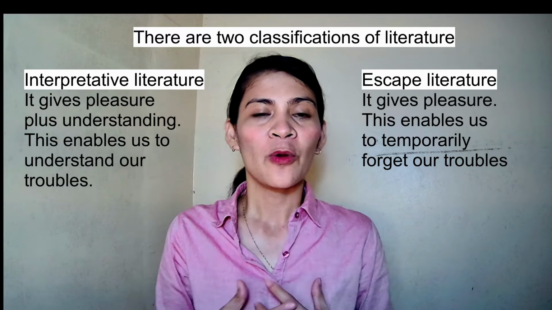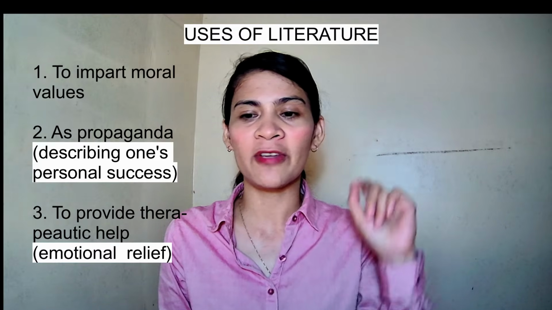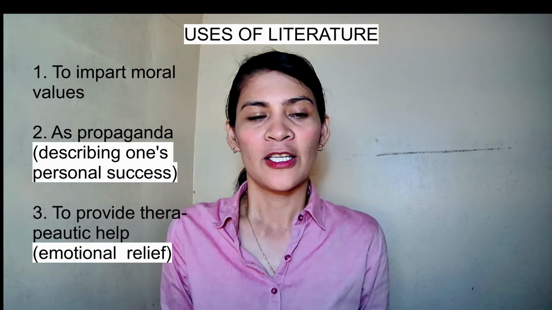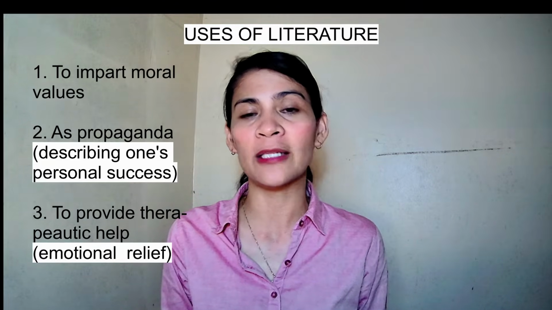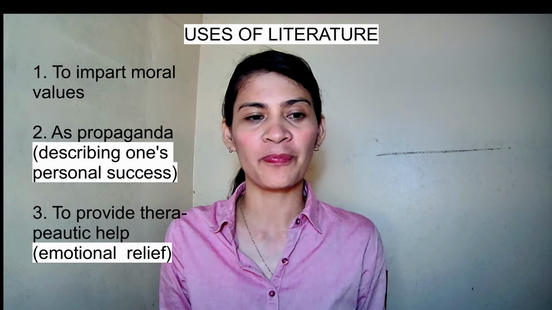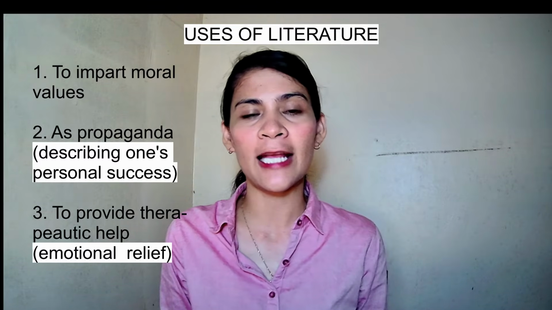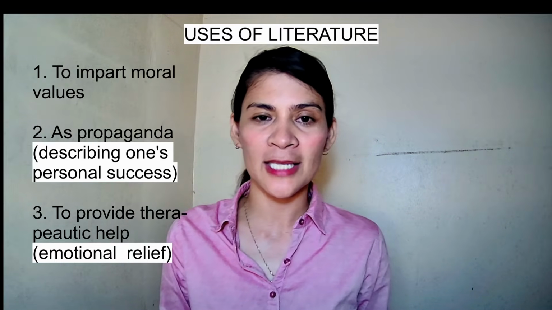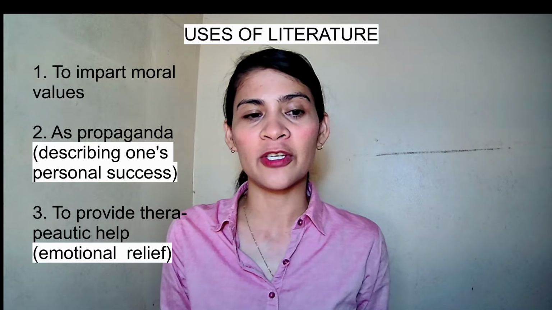Okay, so what are the uses of literature? Number 1 use of literature is to impart moral values. So the purpose is to present moral values for the reader to understand and appreciate. That is one of the uses of literature, to impart moral values. The second use of literature is as propaganda. Okay, some books describe one's personal success and achievements in life. So this is also part of literature.